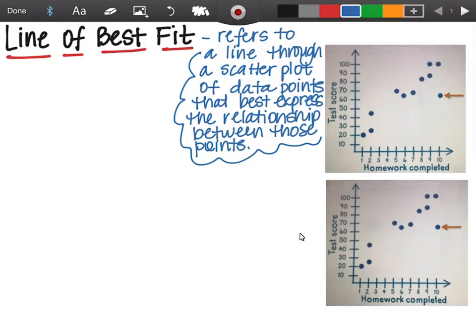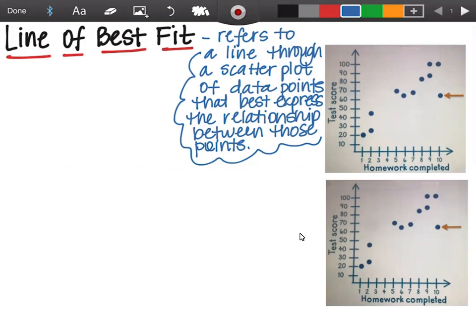As you can tell, it is trending upward. So it is a positive correlation between the amount of homework that a scholar completes. It increases their test score. So the more homework you complete, the higher your test score would be, and that's simply because homework is a form of studying. So the more homework you complete, the more studying you do, the higher your test scores will be.